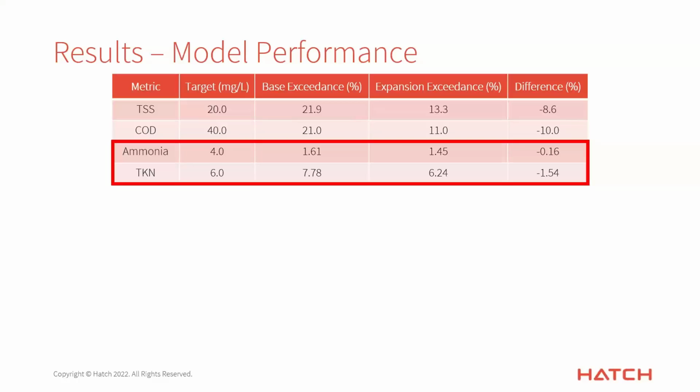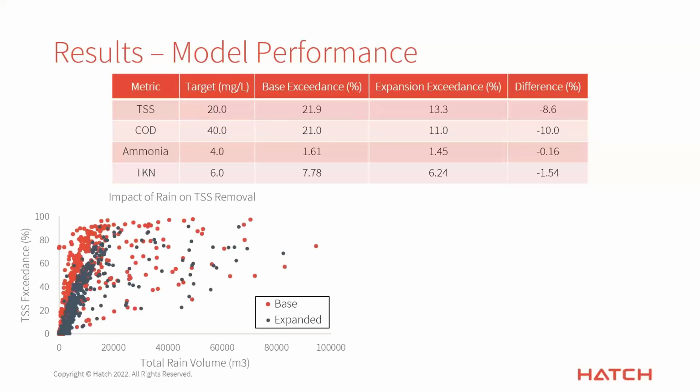And one final thing you can do when you run your analysis this way is you can take a comparison of your exceedance versus independent parts of your Monte Carlo analysis. For example, we're showing the TSS exceedance percentage versus the rainfall volume that entered the plant during that simulation. Our expanded case is shown in blue, while the base case is shown in orange. You can see that there is a shifting happening in that expanded case.